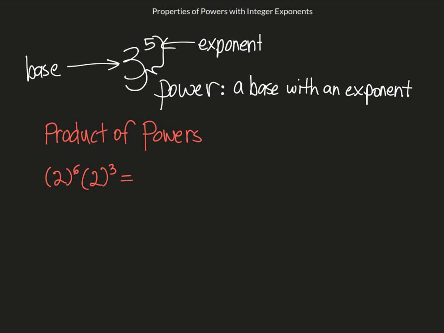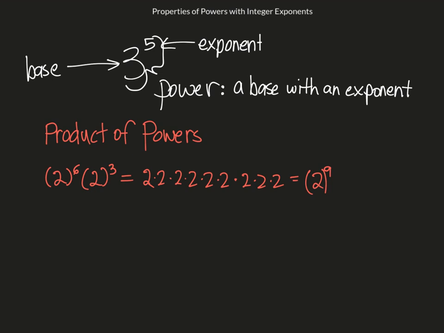Well, remember that 2 to the 6th is 1, 2, 3, 4, 5, 6. We're multiplying that times 1, 2, 3. So how many do you see? Hopefully you see that it is 2 to the 9th. Now in this case, do we have to have parentheses on the 2? We don't. I usually stick with the way that they write it, and if they wrote it with parentheses, I will too. But in this case, it is not necessary.